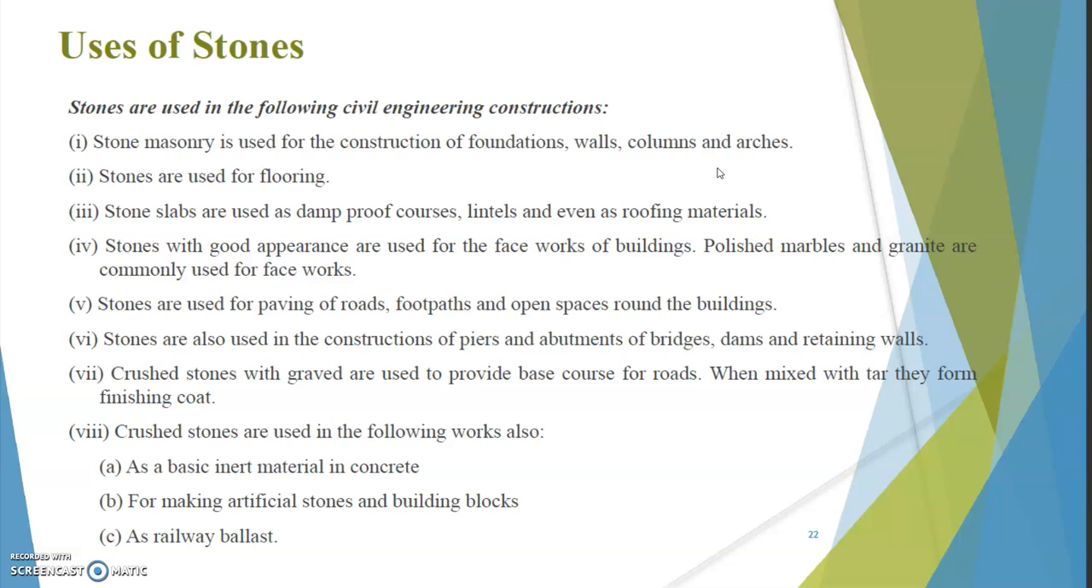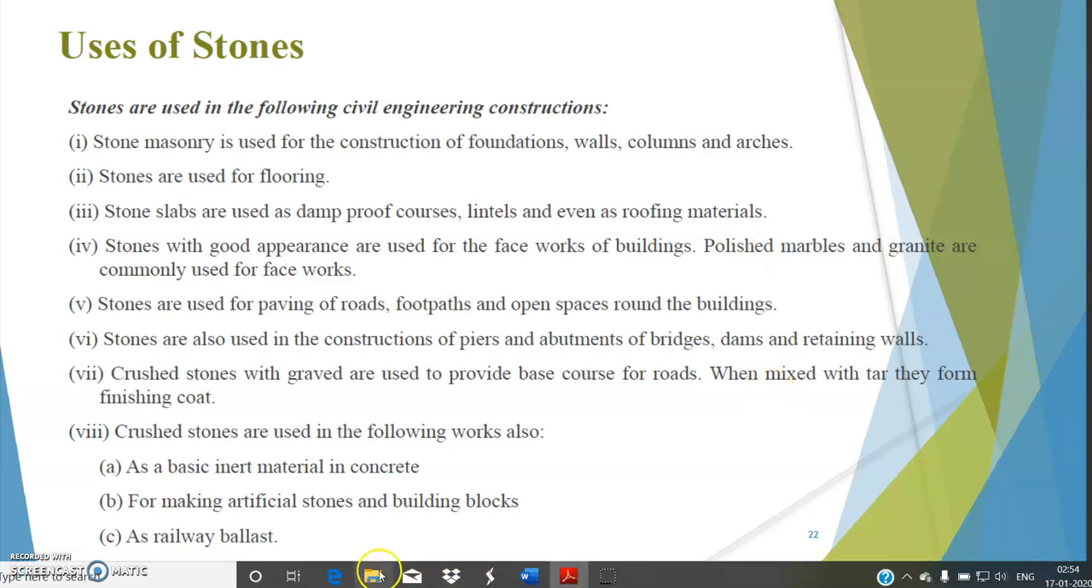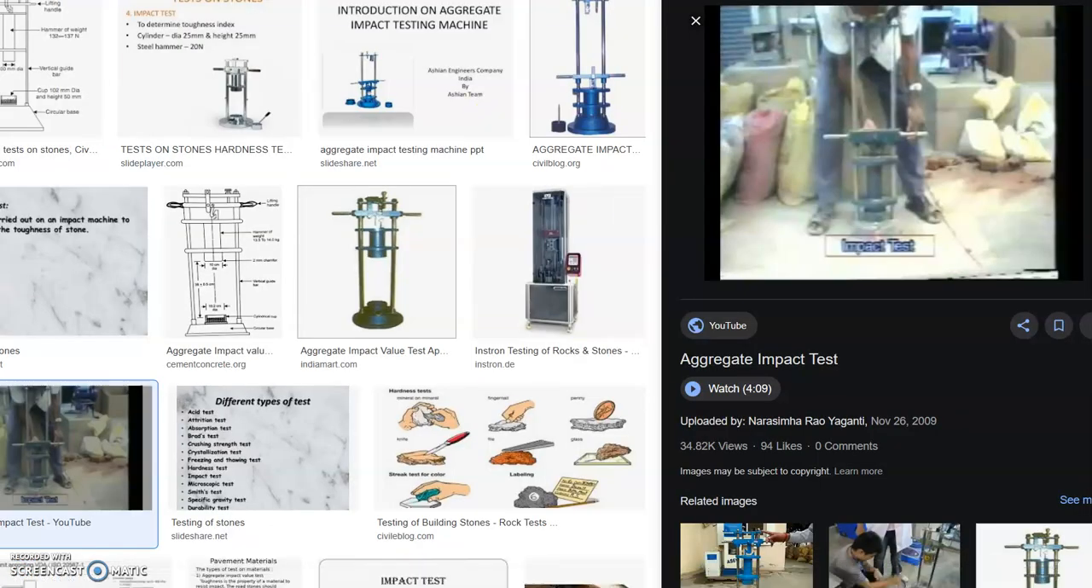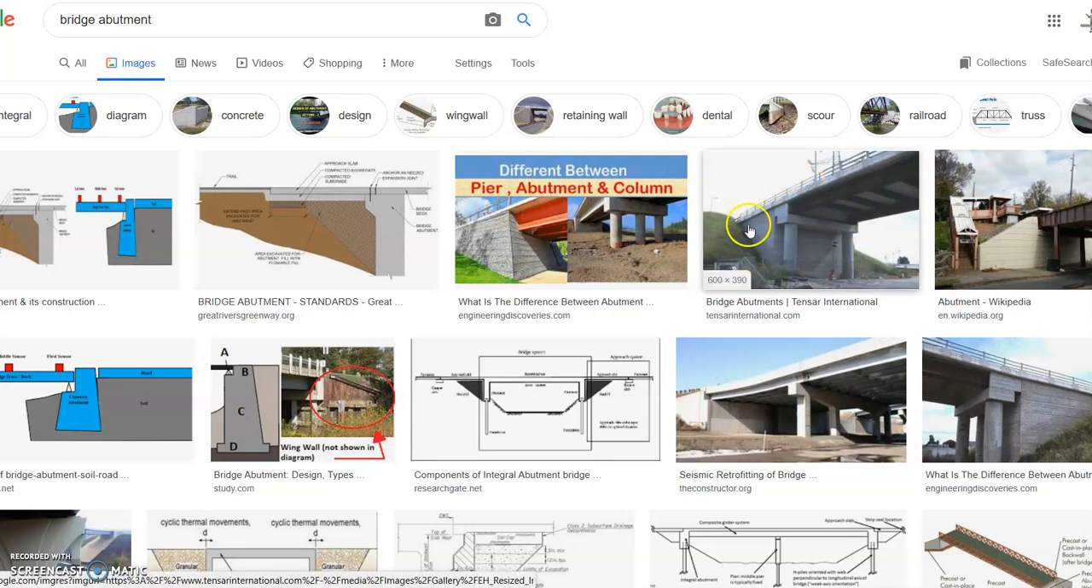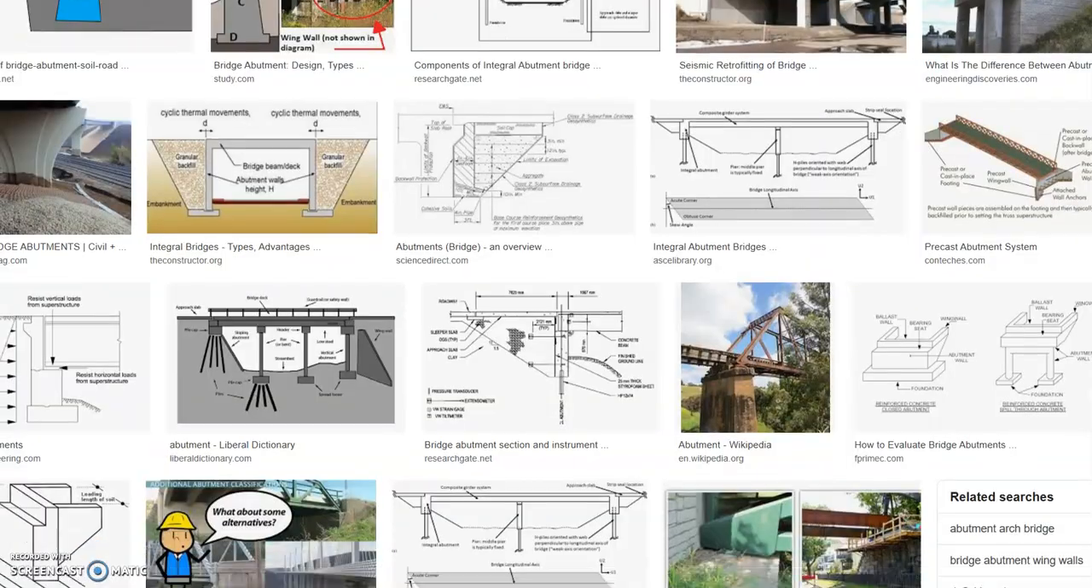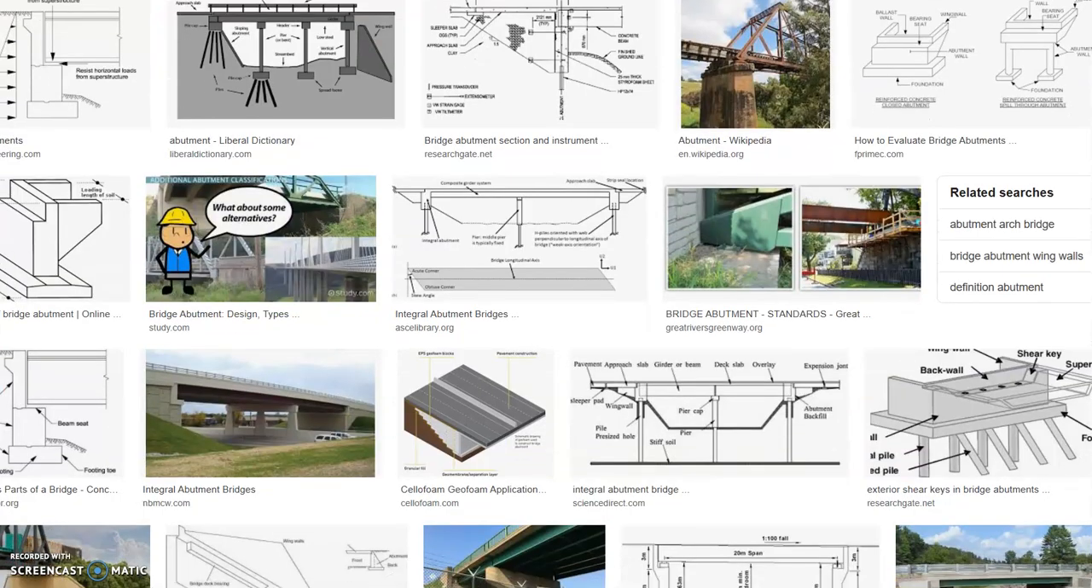Stones are also used in the construction of piers, abutments of bridges, dams, and retaining walls. So what is an abutment? Bridge abutment is nothing but this particular portion. So this thing is your abutment. Opposite our campus, we have a couple of bridges passing by. There, if you notice, you will be able to see this sort of abutment along the bridges.